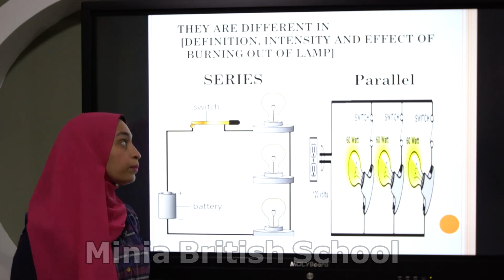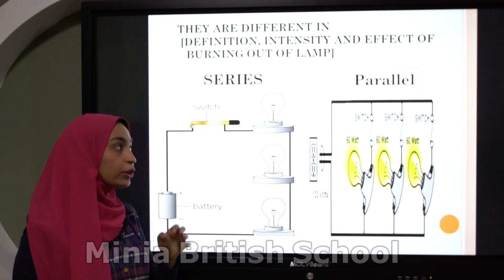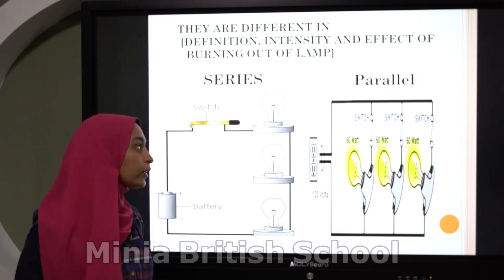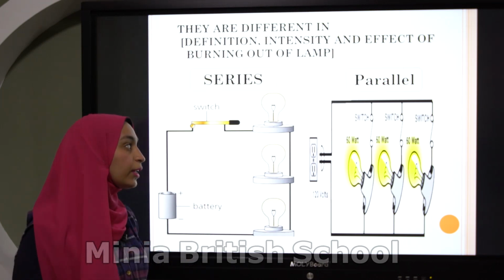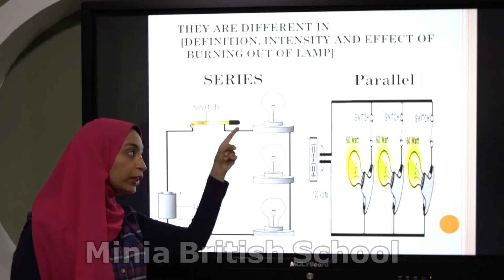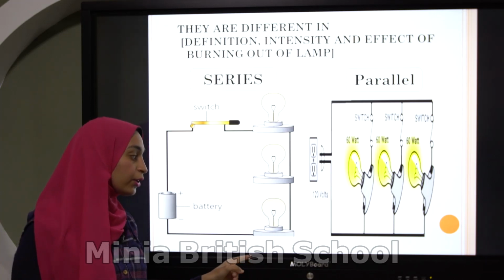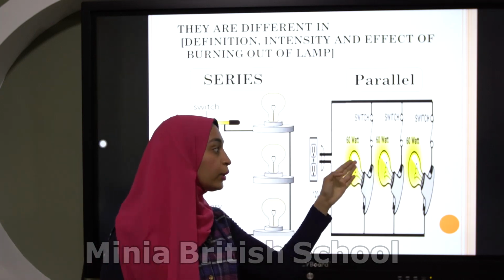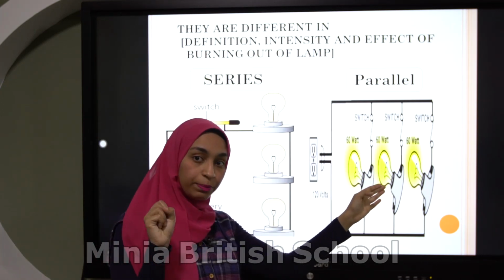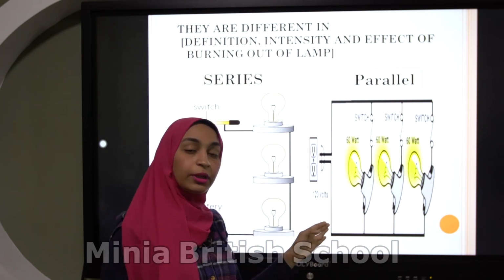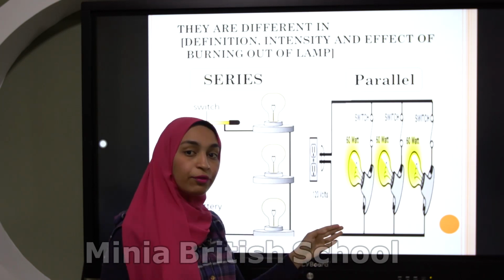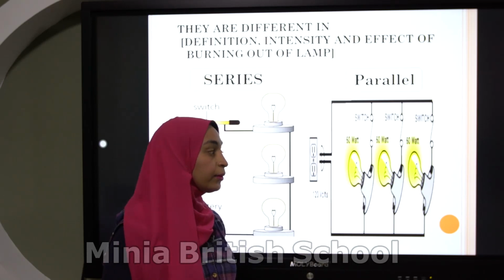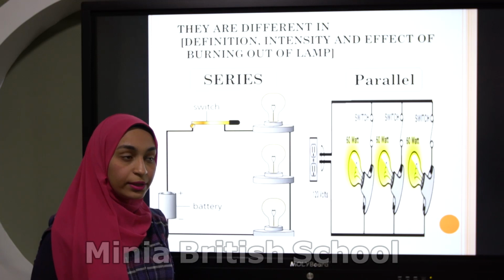We said also, in a series connection, if one of those lamps is burned out or is broken, the other lamp will not emit light, because here we have only one route for the electric current to pass through it. But in parallel connection, if one of those lamps is broken or is burned out, the other lamp will emit light, because here we have branching routes, many routes for the electric current to pass through it.